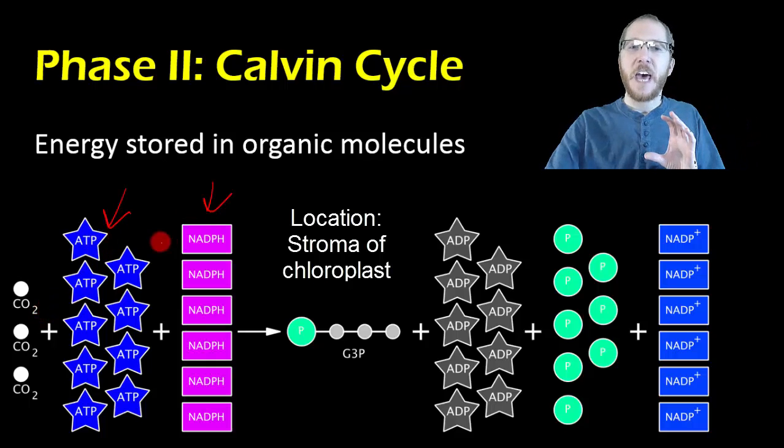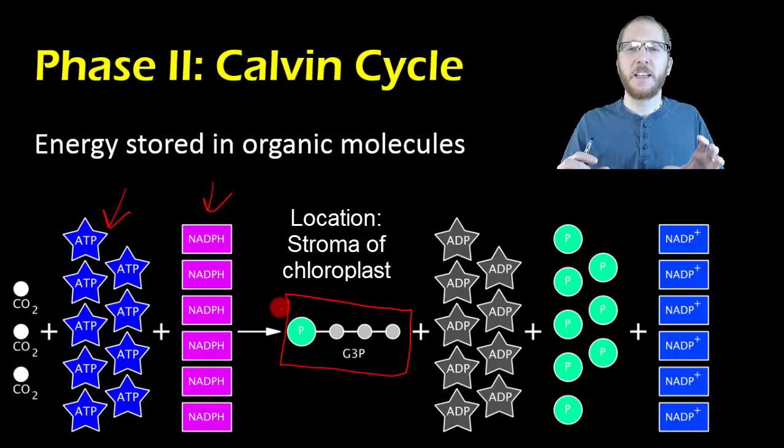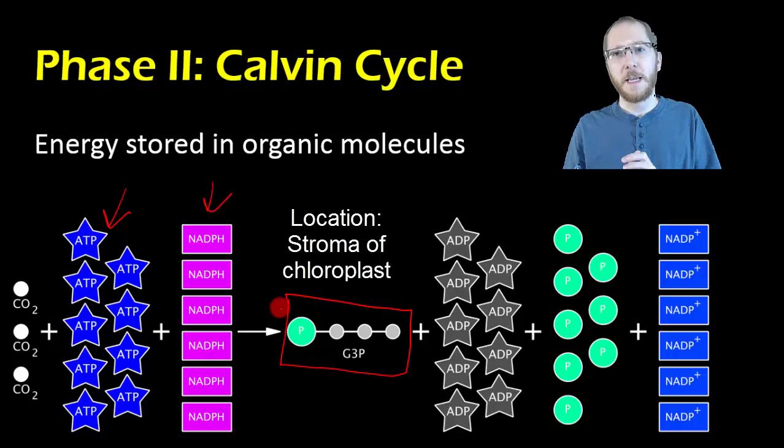Now at this stage, we can take 3 CO2s, so 3 carbons essentially, and use this energy, this ATP and NADPH, to stick them together to make a molecule called G3P, glyceraldehyde 3-phosphate. You don't have to memorize the long version of it, but just understand it's a very small 3-carbon sugar, G3P. This is the ultimate thing that we produce.